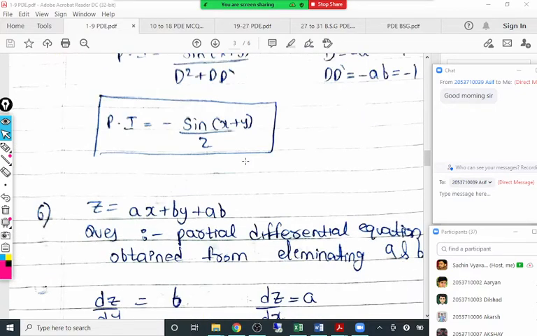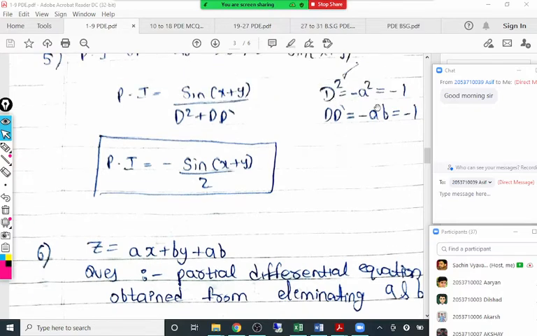So the questions are not so difficult, but the important thing is you should practice these things. You should know quickly what the replacement is and how you can complete it. So that is the main part.